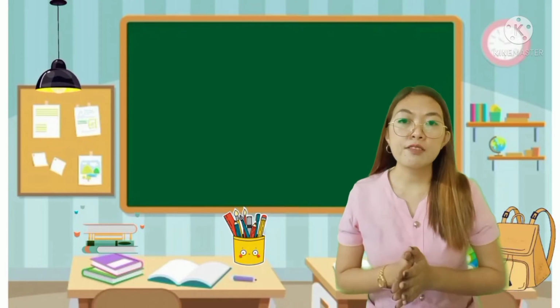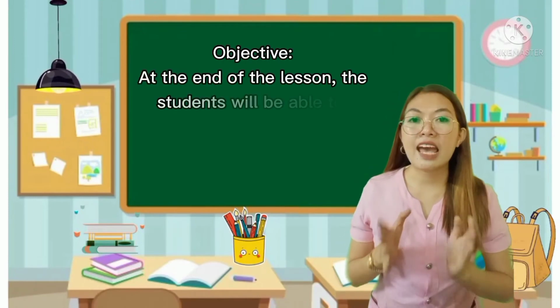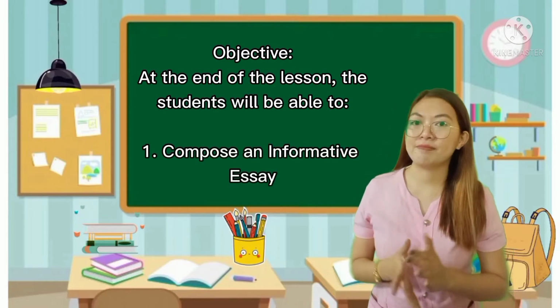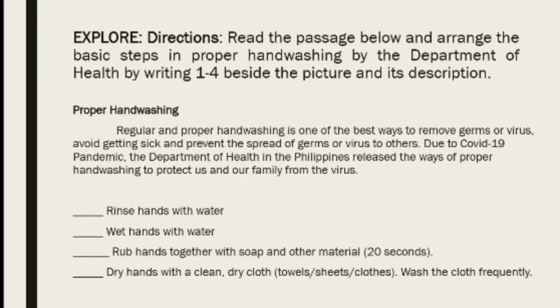For today's objective, the students are expected that at the end of the lesson, they will be able to compose an informative essay. Let us first have a short activity. This is to familiarize ourselves with what a paragraph is and the construction of sentences. So we are going to read the passage, and after reading, you will arrange the basic steps in proper hand washing by the Department of Health by writing numbers 1 to 4 beside its description.